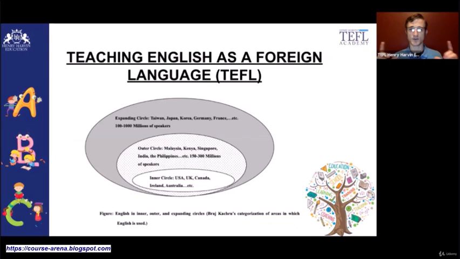And then the expanding circle, which includes countries like Taiwan, Japan, Korea, Germany, and France, there's no authentic presence of English. So there's a lot of opportunity, there's a lot of demand for learning English as, for example, a language of international business, a language of understanding English-speaking cultures, and a language for opportunity in general.